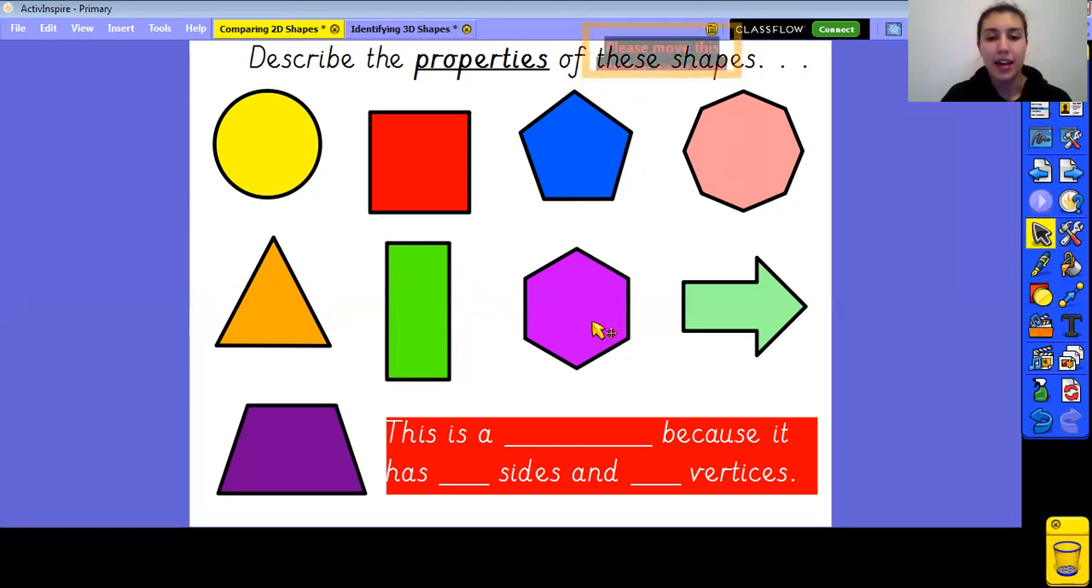This is a hexagon because it has 6 sides and 6 vertices. And well done if you notice that this is also a regular shape.